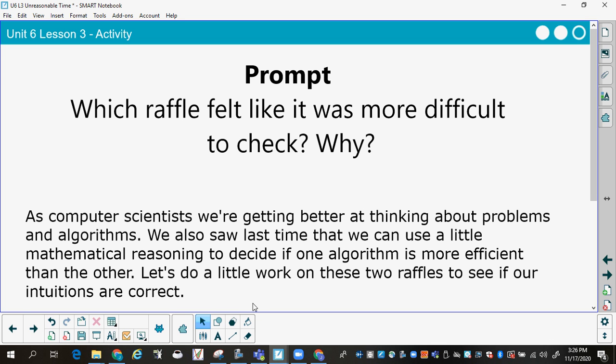As computer scientists, we're all getting better at thinking about problems and algorithms. We also saw last time that we can use a little mathematical reasoning to decide if one algorithm is more efficient than the other. Let's do a little more investigative work here on these two raffles to see if our intuitions are correct.